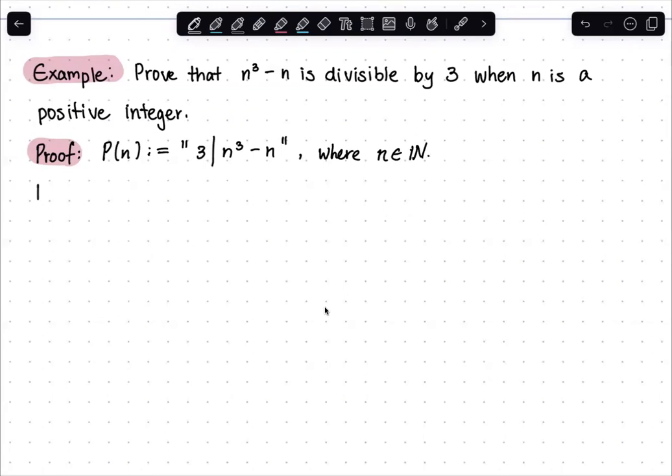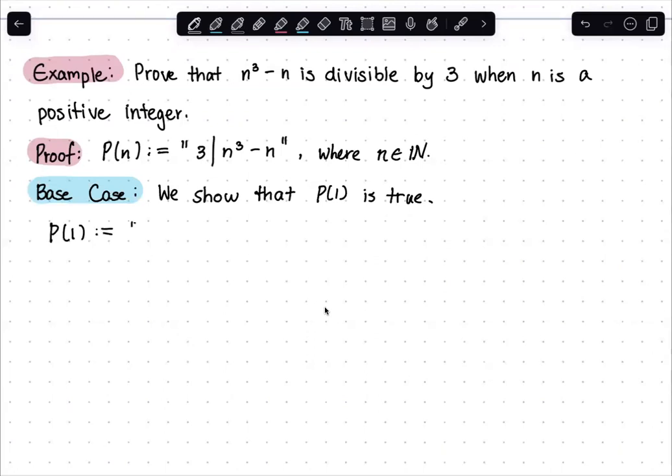So the base case here, we prove the base case. So we want to show that P of 1 is true. And what does P of 1 say? Well, P of 1 says that 3 divides 1 cubed minus 1, which is equal to 0.